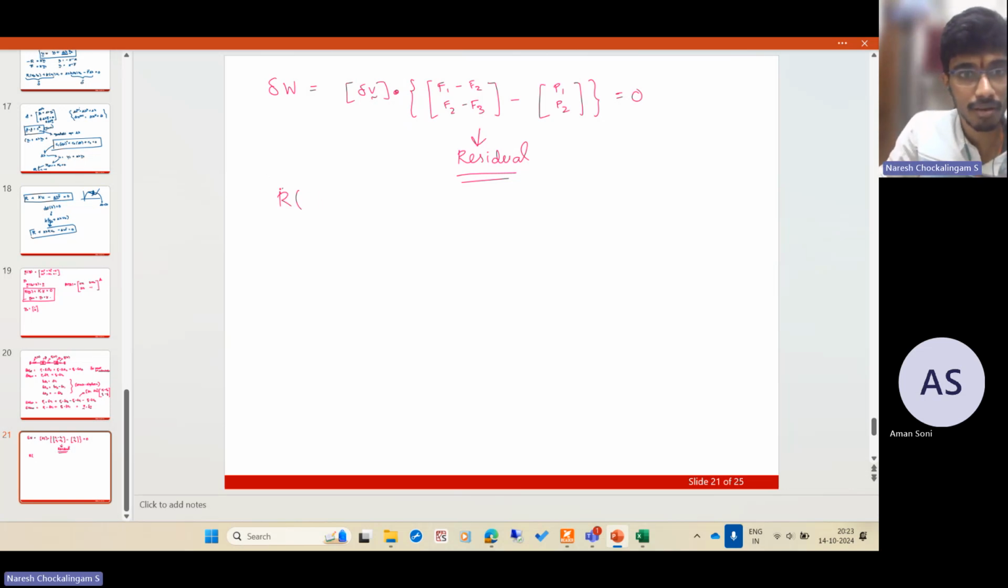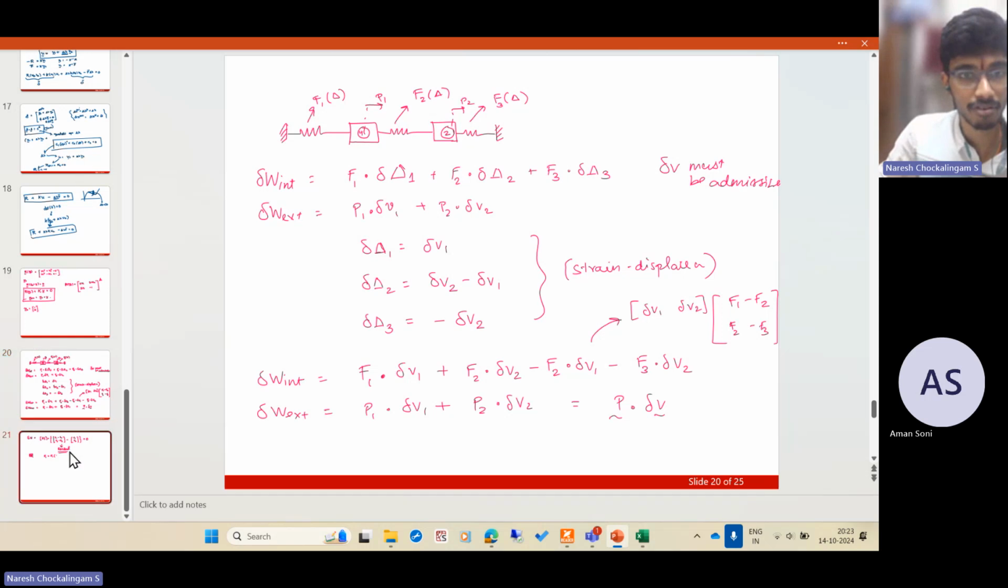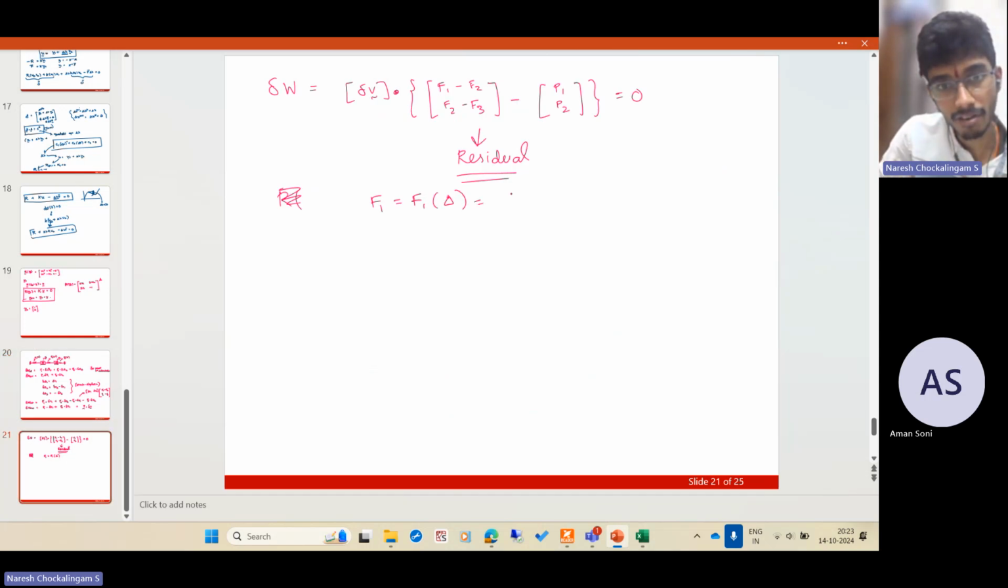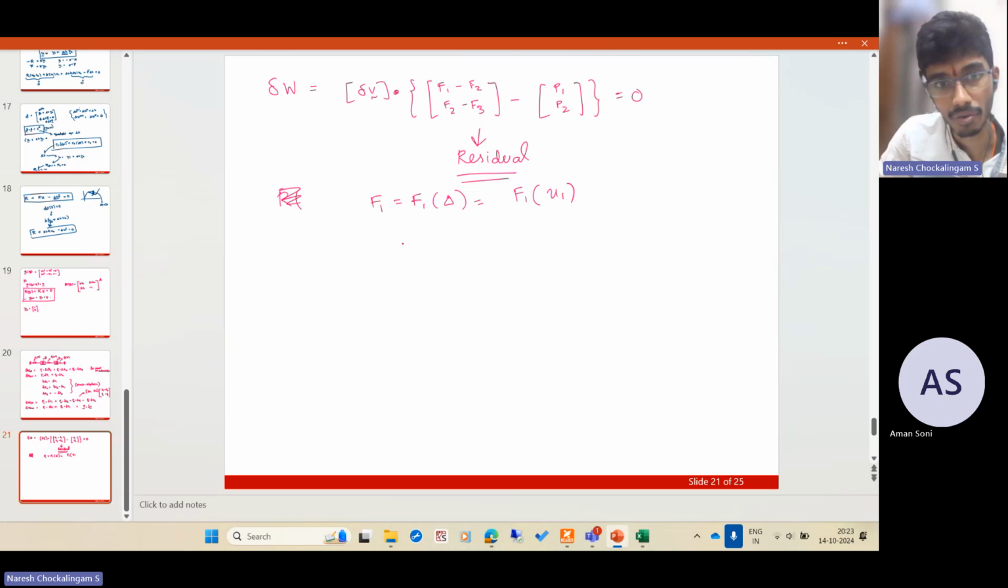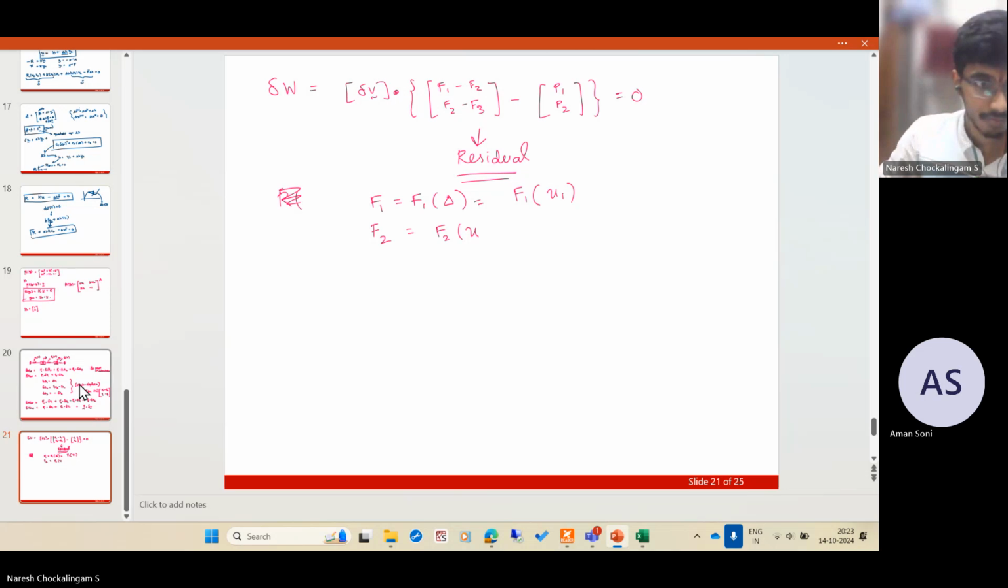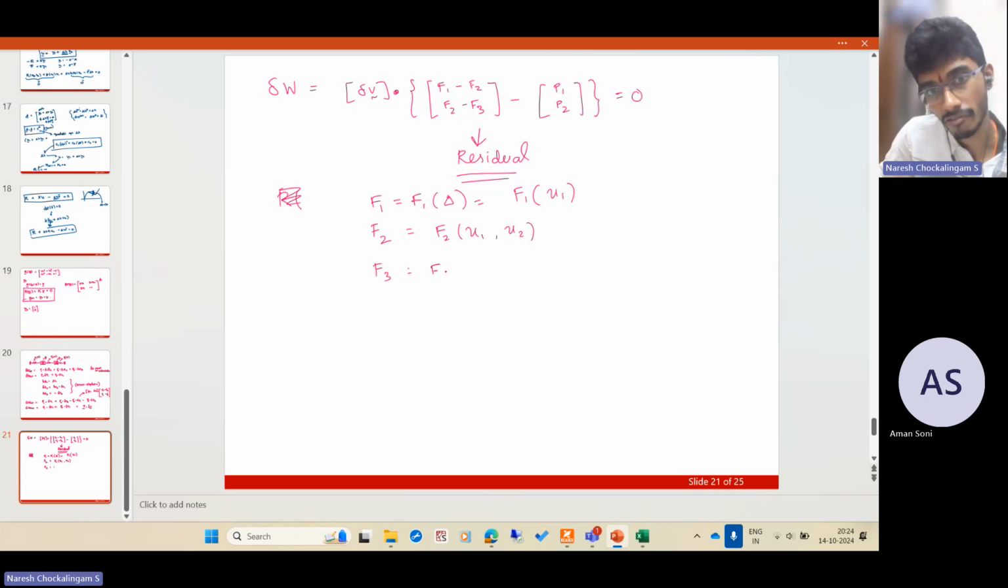Now the problem is F1 is some F1 of delta, and delta itself is coming from the current configuration, right? So F1 is a function of delta. Delta is nothing but U1. So it is F1 of U1, and F2 is F2 of U1 and U2, and F3 is F3 of U2. So this is internal forces. This is the vector of external forces. This residual has to be forced to 0.